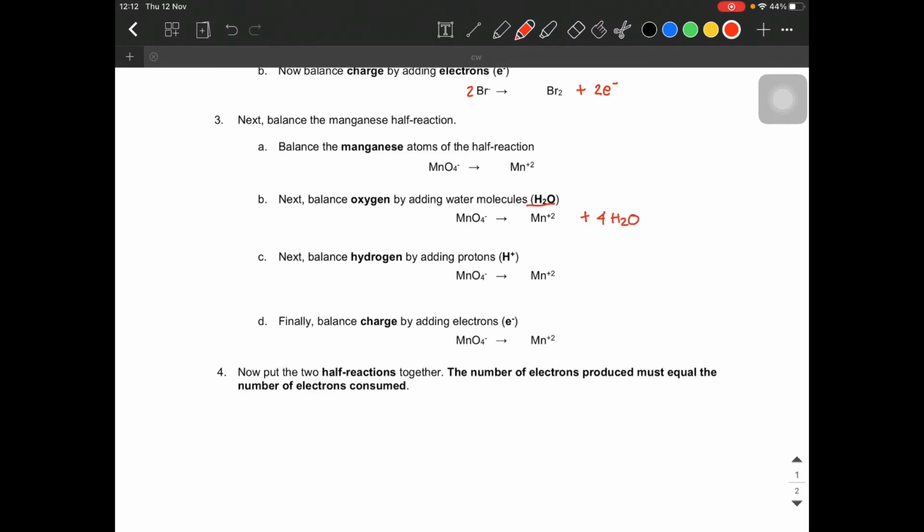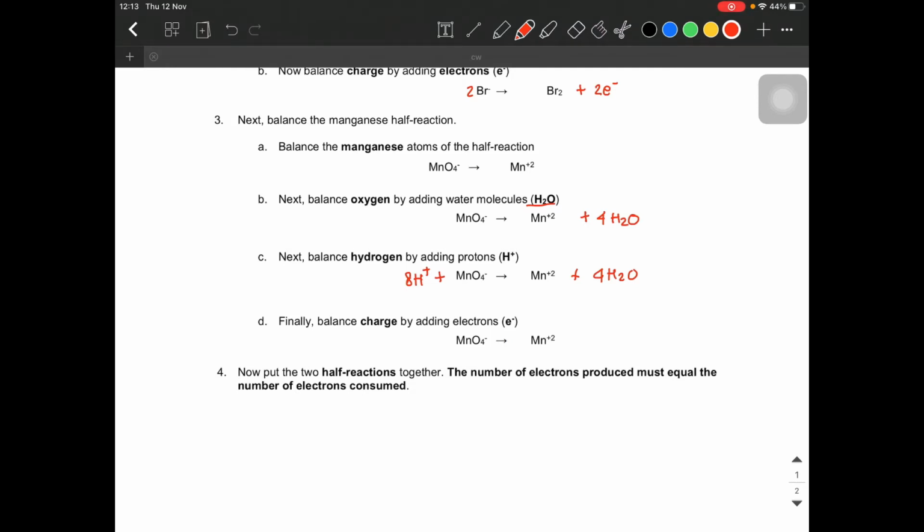So now at the right it has 4 oxygen and 8 hydrogens. So how do we balance the number of hydrogens at the left? We need to add hydrogen ions, or H plus ions. How many? There are 4 multiplied by 2 hydrogens at the right, so we need to add 8 H plus ions to balance. Now the number of each atom has been balanced.